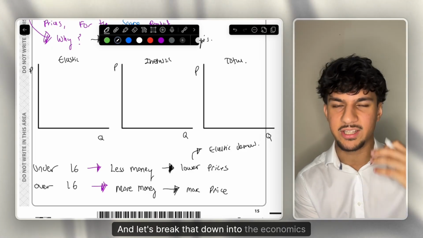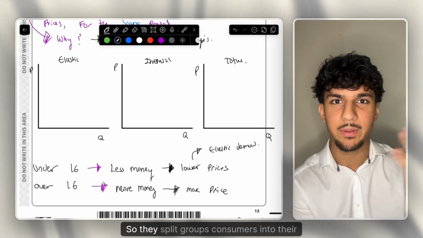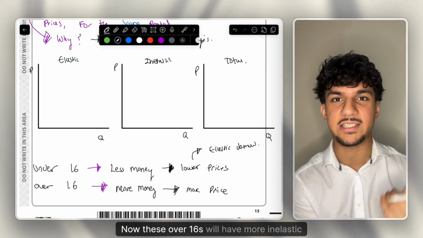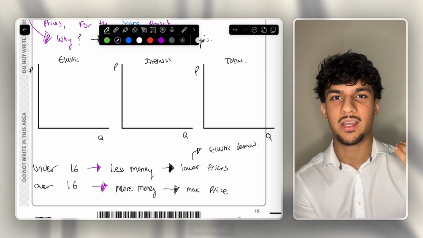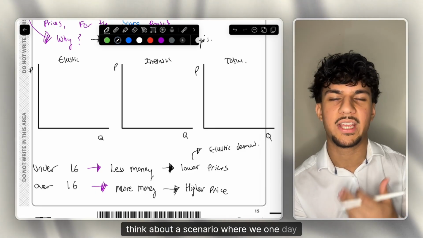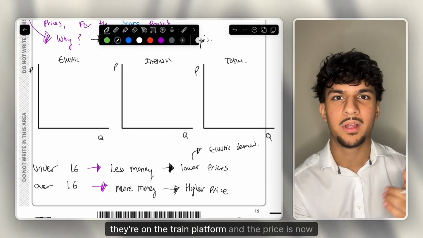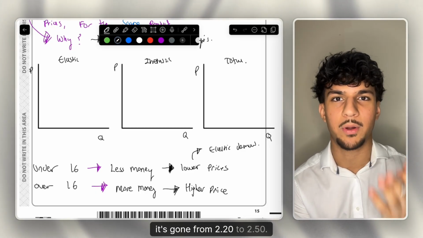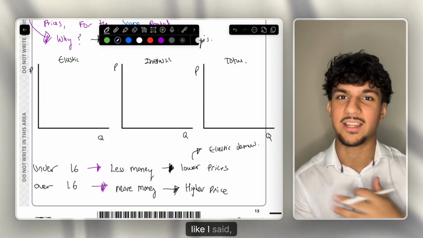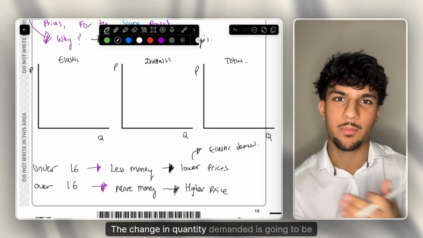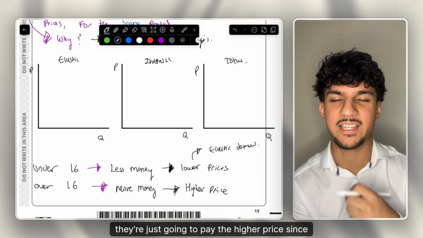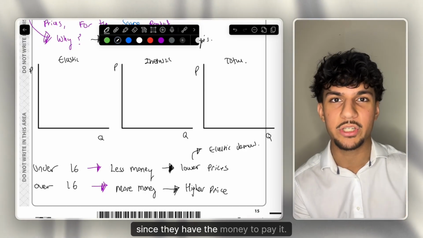Let's break that down into the economics again. They split groups of consumers into their elasticities. These over 16s will have more inelastic demand. Why? Let's think about a scenario where one day they're on the train platform and the price has gone from £2.20 to £2.50. Since these individuals have lots of money in their bank, the change in quantity demanded is going to be insignificant, since they're just going to pay the higher price because they can afford to pay it.